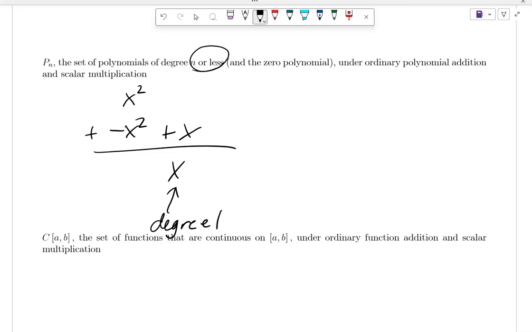In order to make it closed, it's necessary to have this part. It's necessary to make sure that we say "or less." Okay? We need to make sure we say the "or less" part because we can cancel off like terms, right? And make the degree drop. Okay.